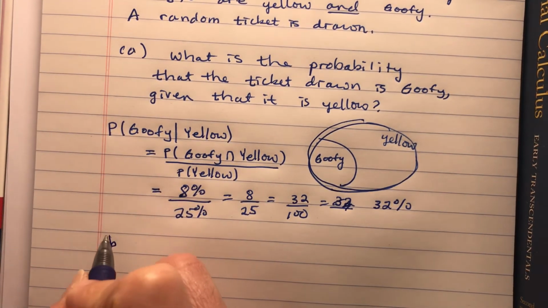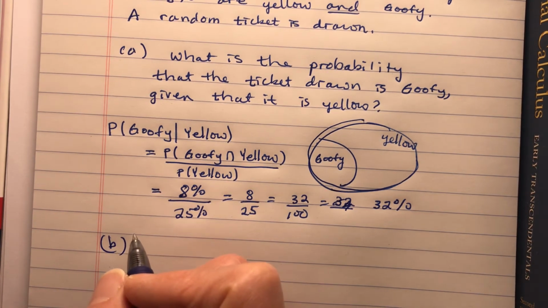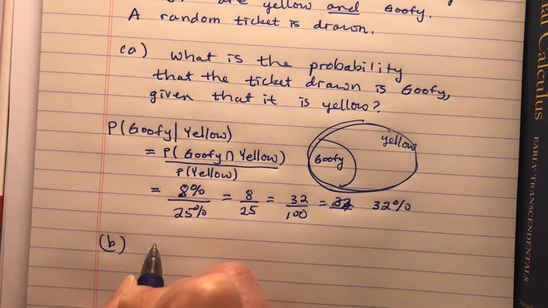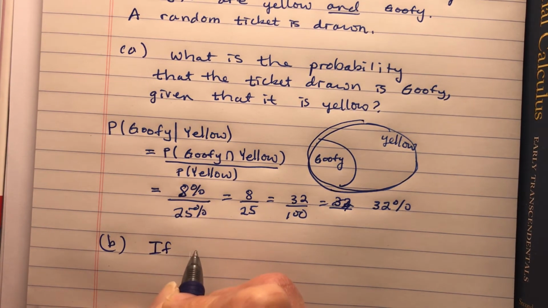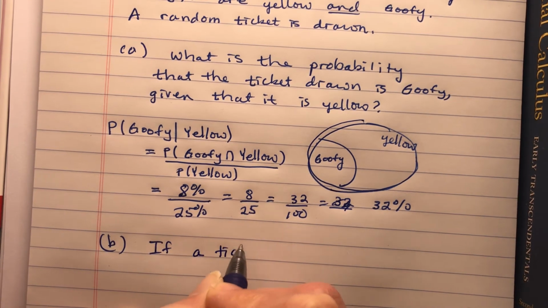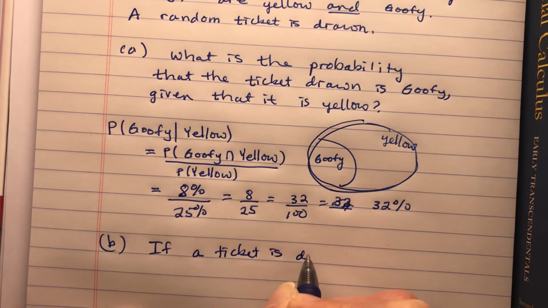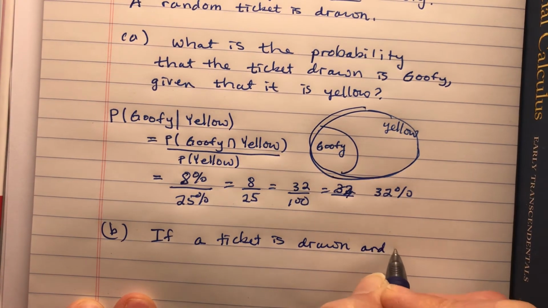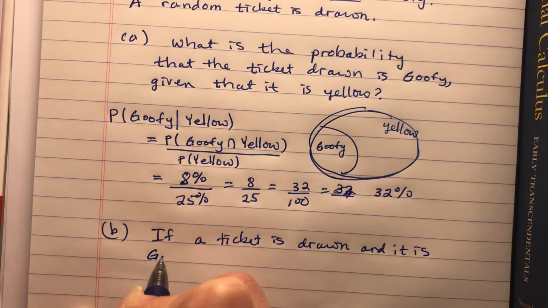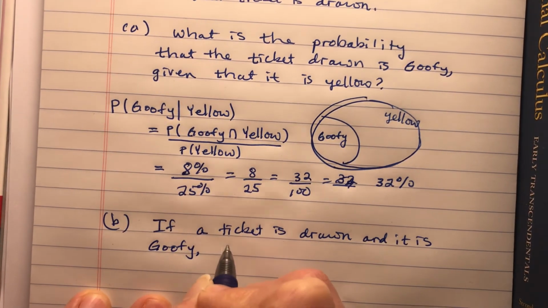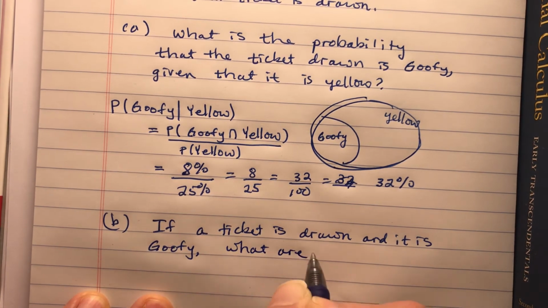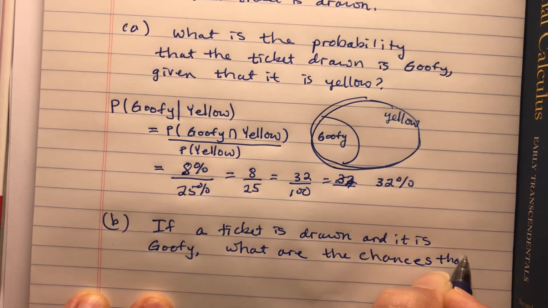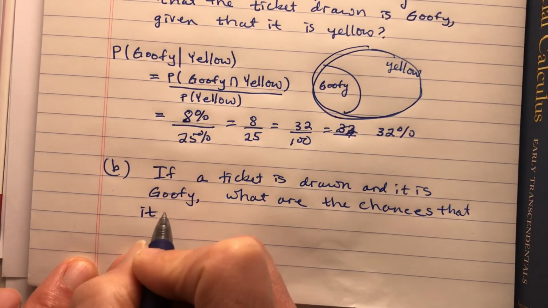B. If a ticket is drawn and it is Goofy, what are the chances that it is yellow?